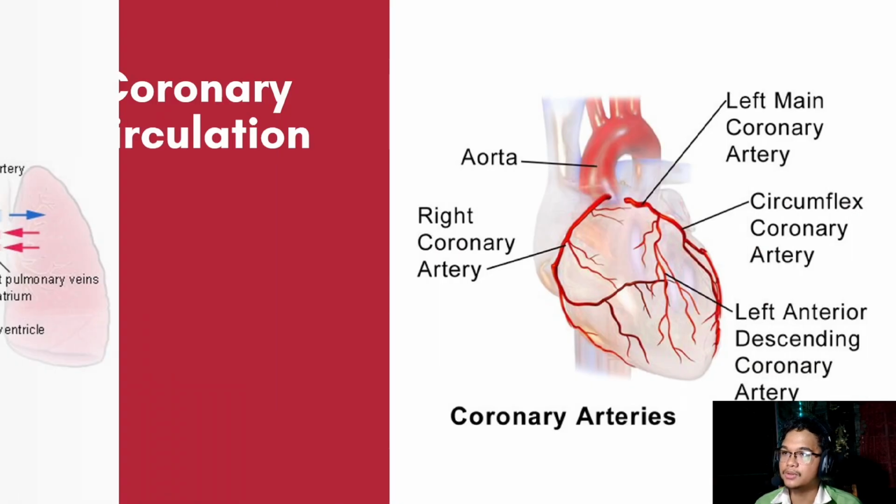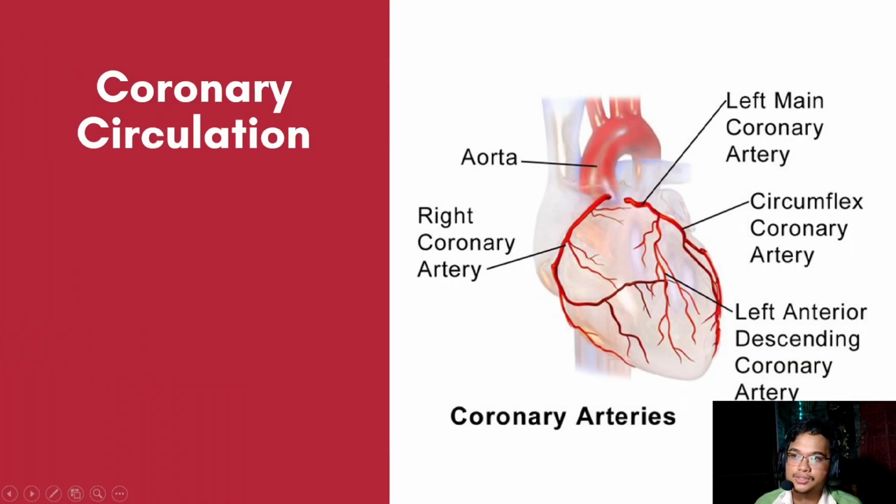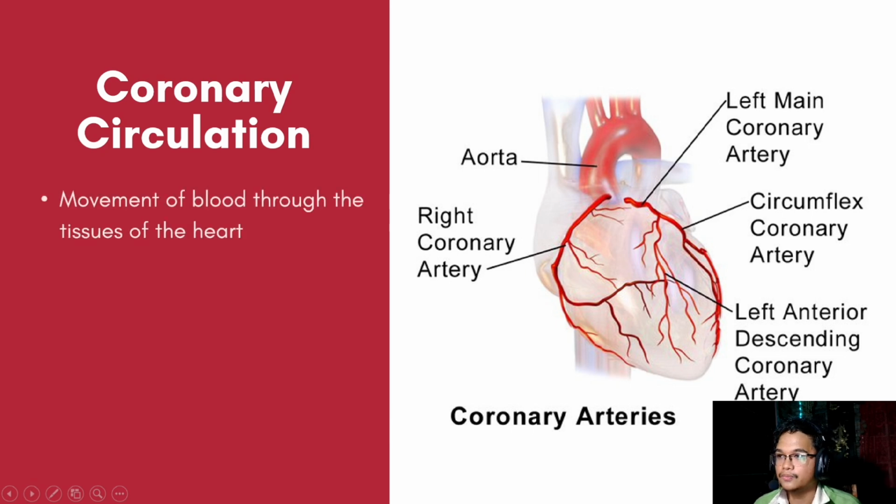Next, we have coronary circulation. It's the movement of blood through the tissues of the heart. You can see here the arteries in the heart. It's the movement of blood only in the tissues of the heart and nowhere else. Some examples of this are the left main coronary artery and the right coronary artery, and blood travels here so that it can supply nutrients to the heart.